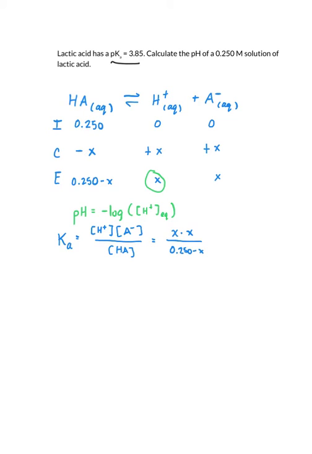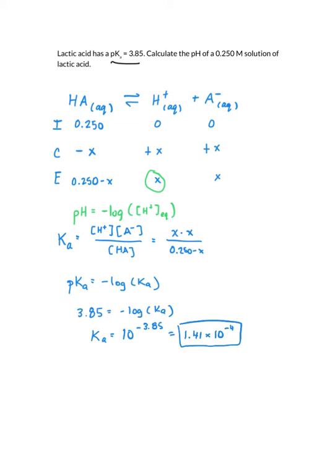Moreover, our Ka needs to be expressed as a number, not a pKa. pKa is equal to negative log base 10 of our Ka value. To solve for our Ka, we'll move a negative sign over and raise 10 to the power of both sides, so that when we have 3.85 equals negative log of Ka, we'll solve for Ka by taking 10 to the negative 3.85 power. That calculates to 1.41 times 10 to the minus 4.